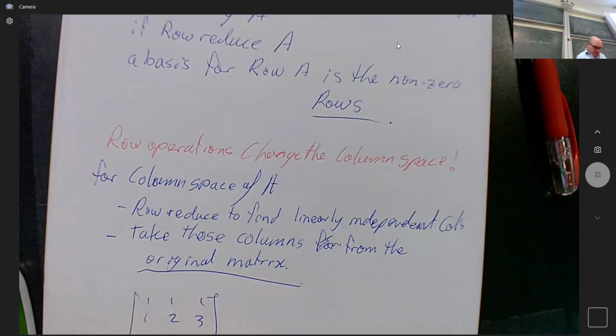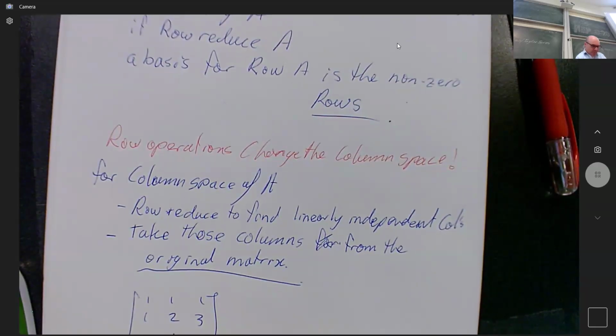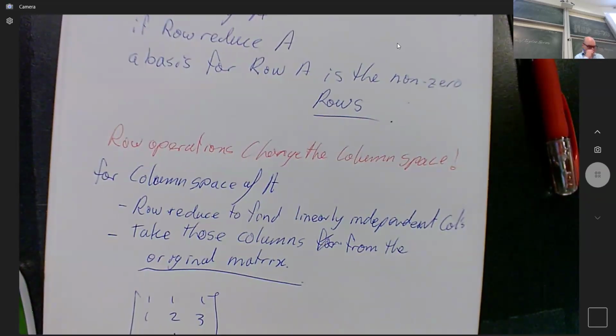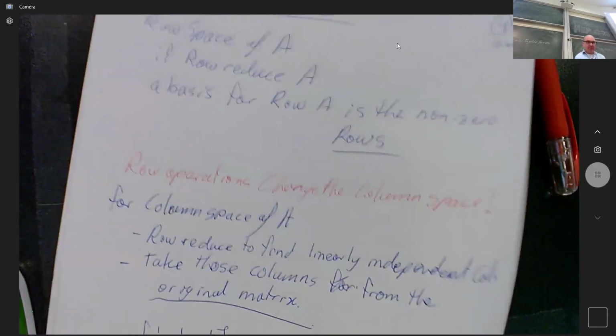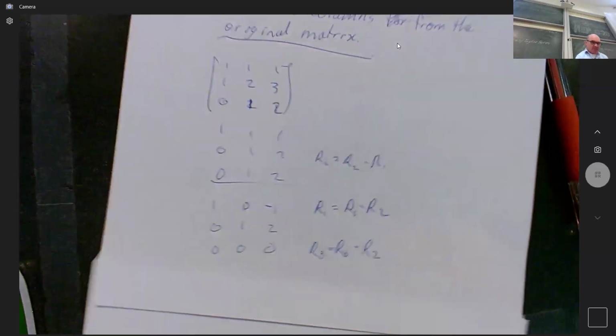And so, if I row reduce, so 1, 1, 1, and then 0, 0. Row 2 is equal to row 2 take row 1. And so that's going to be 1, 2, and this is 1, 2. And so the next 1, 1, 1. Actually, I'm going to make that 0, 1, 2, 0, 0, 0, 0. Row 3 is equal to row 3 take row 2, and row 1 is equal to row 1 take row 2, and that should be minus 1. Okay, sure.